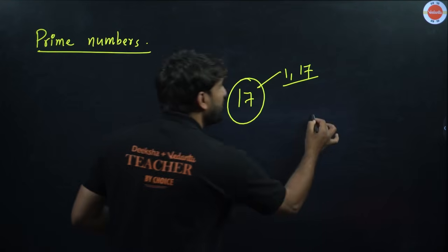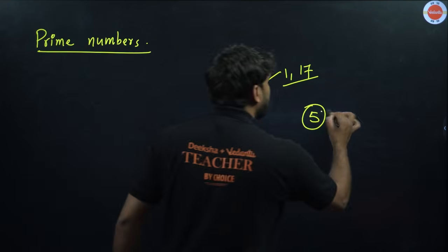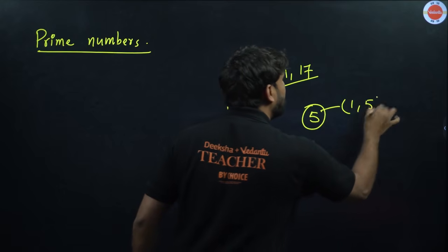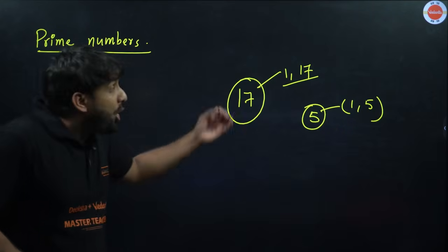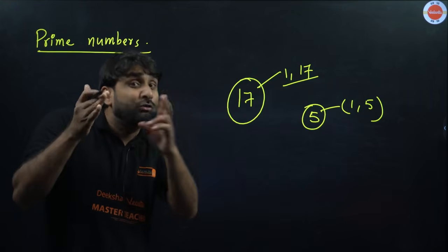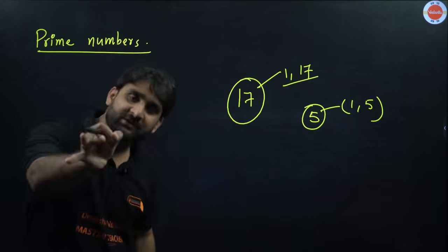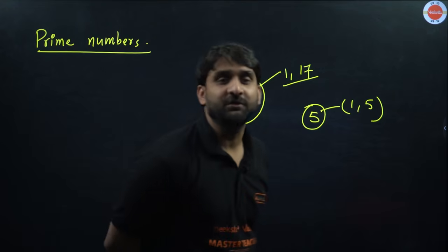If I ask you 5, tell me how many factors 5 has. So 5 can be divided by 1 and itself, 5. So all those numbers which are having only two factors, 1 and itself, such numbers are called prime numbers.